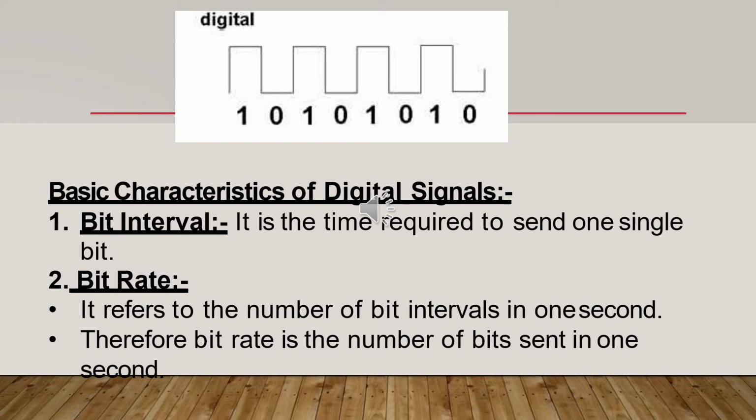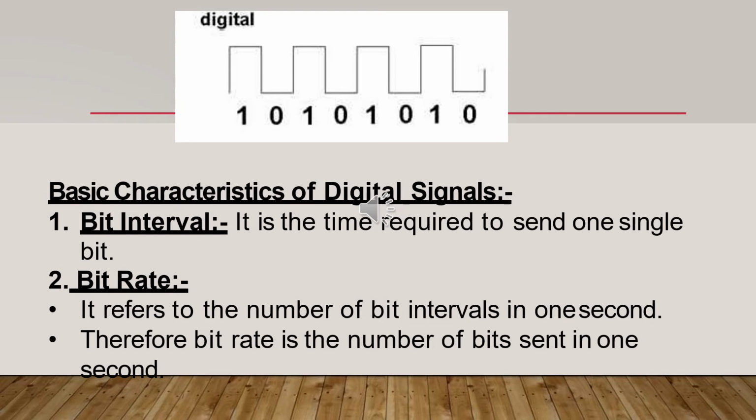Now, let us have a look at the basic characteristics of digital signals, the key characteristics which show that the particular signals are treated as digital signals. The first thing is bit interval, right? See, it is the time required to send one signal bit. If we need to send a single bit of information, whether it is 0 or 1, whatever we need to transfer, that particular interval, that particular duration which is required to send one single bit, is known as the bit interval.